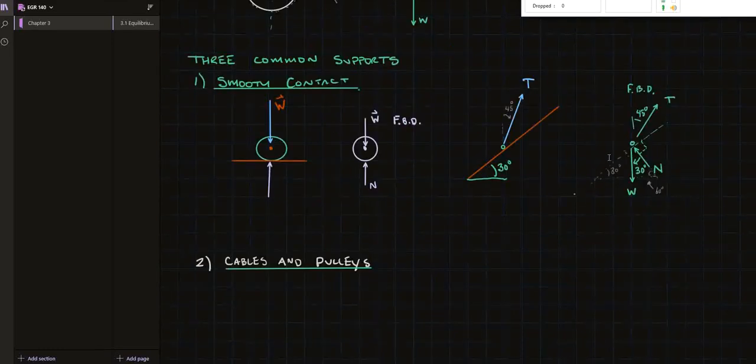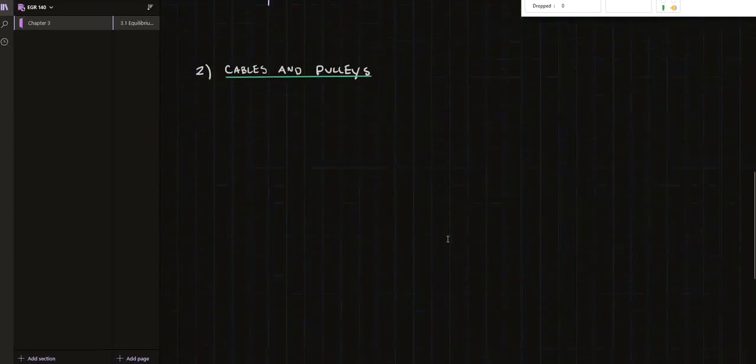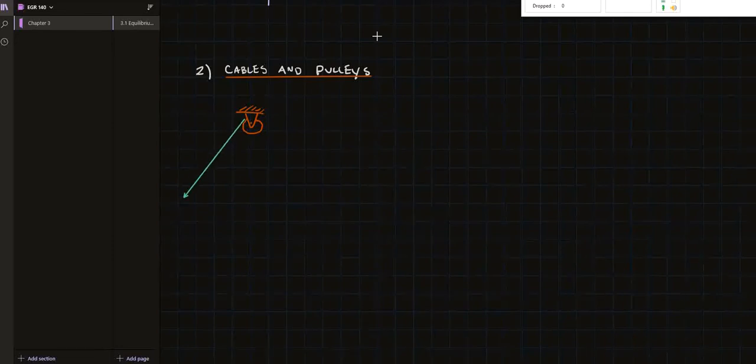Okay, next let's talk about cables and pulleys. Weightless cables and pulleys. All pulleys and cables will be considered weightless unless they are given weights in the problem. Sometimes your pulleys are given weights, but the cables are pretty much never given weights in a problem. So let's say I have a pulley attached to the ceiling like so, and I've got cable coming off of it on this end, and perhaps it's coming off at some angle theta.